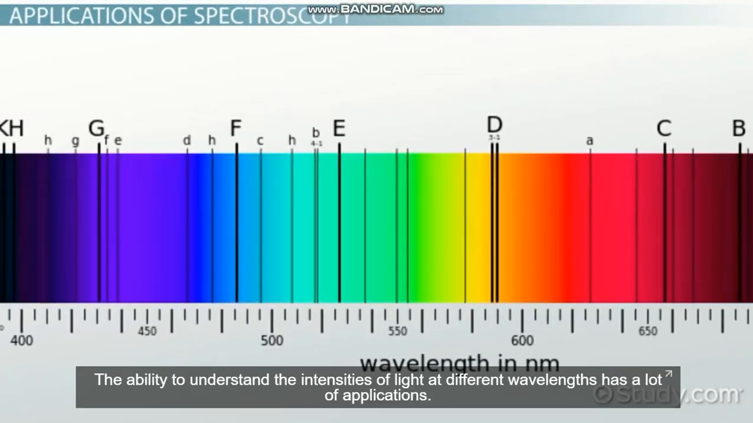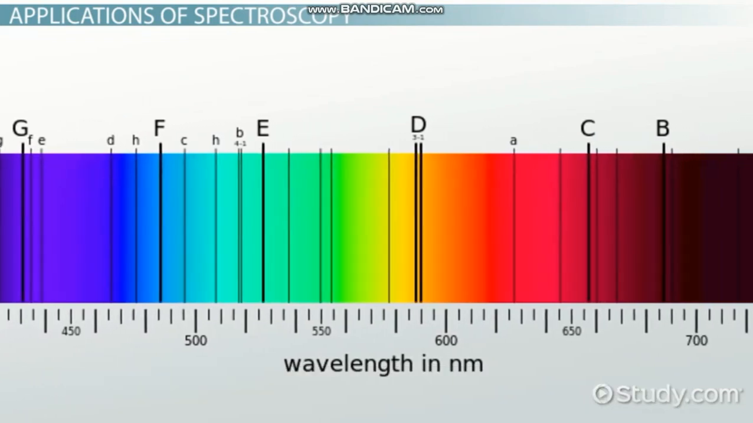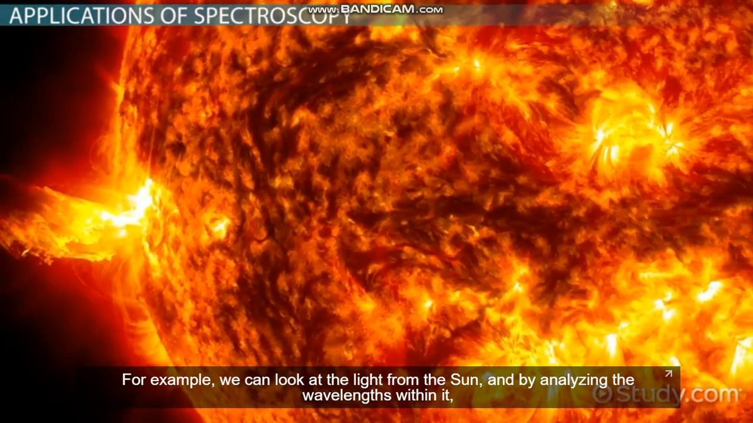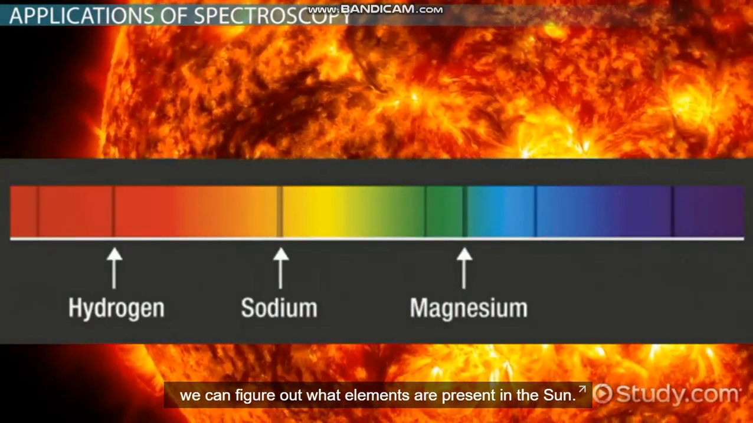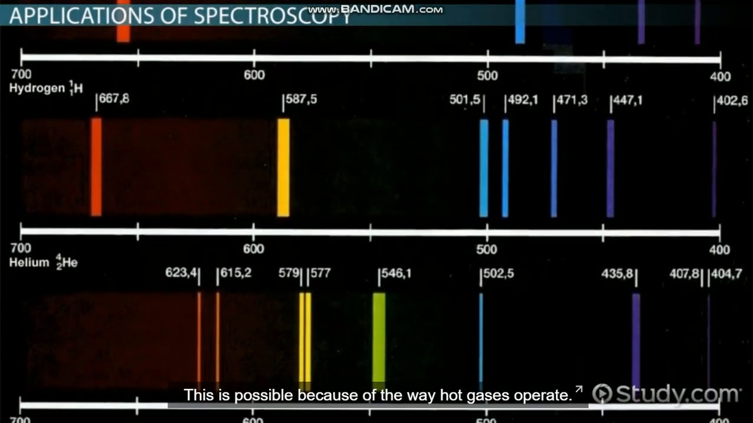The ability to understand the intensities of light at different wavelengths has a lot of applications. For example, we can look at the light from the sun, and by analyzing the wavelengths within it, we can figure out what elements are present in the sun. This is possible because of the way hot gases operate.